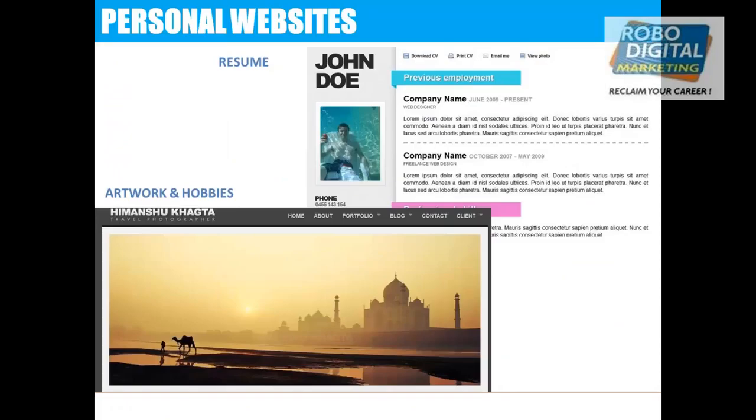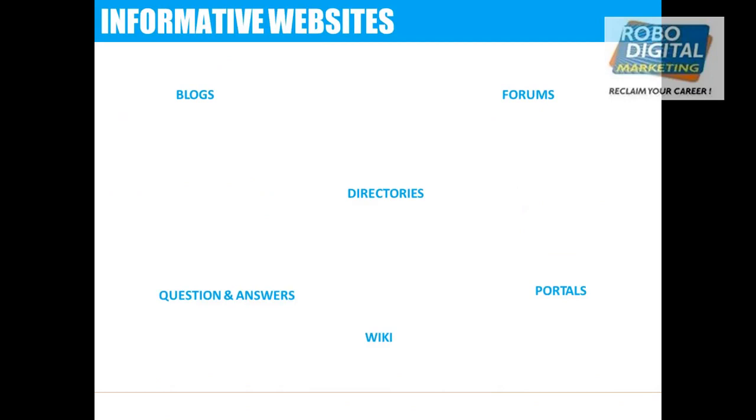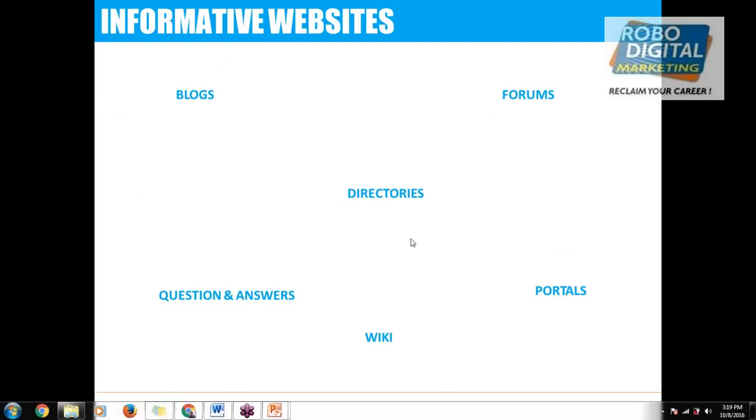The second type of website, apart from personal, is informative website, where you get information from. Like websites such as Google and Yahoo Answers, various blogs, portals like Flipkart, Amazon, job portals like Naukri, Indeed, Shine.com, there are so many. Information like Wikipedia. These are informative sites which give you free information without expecting anything out of it.